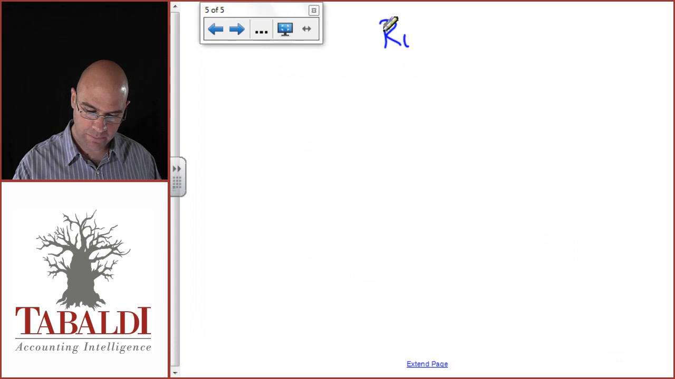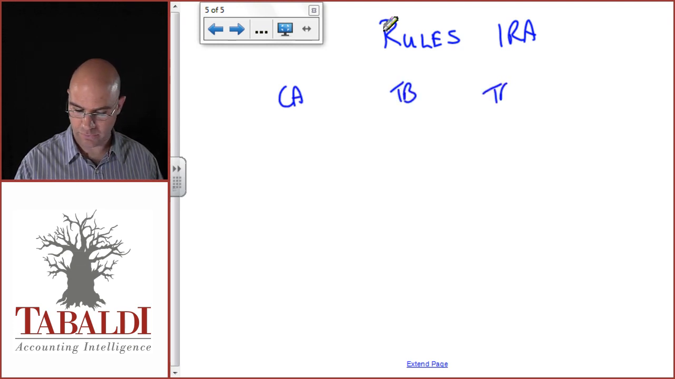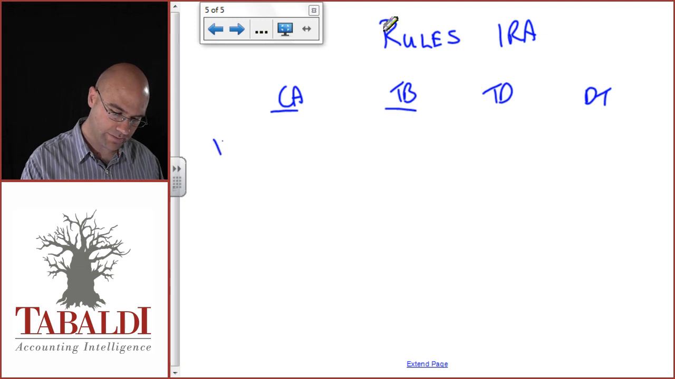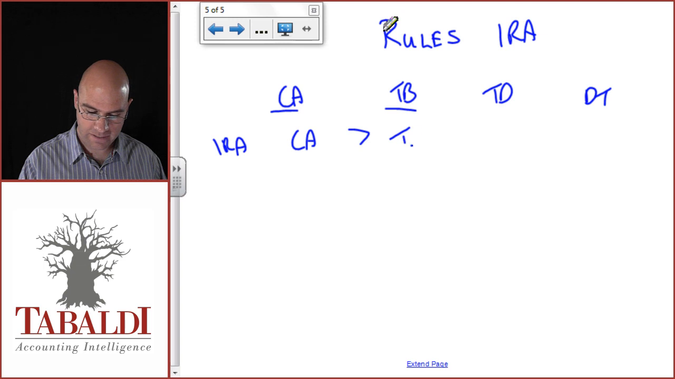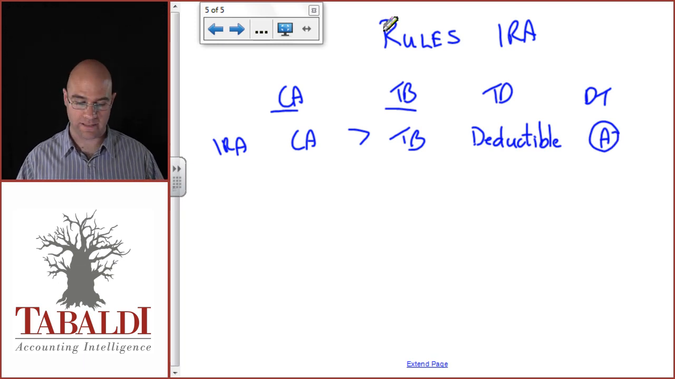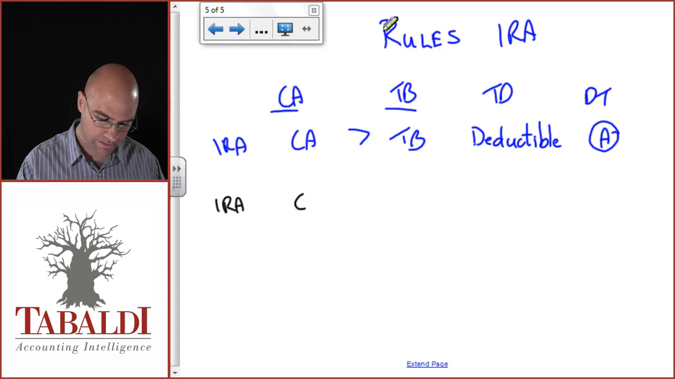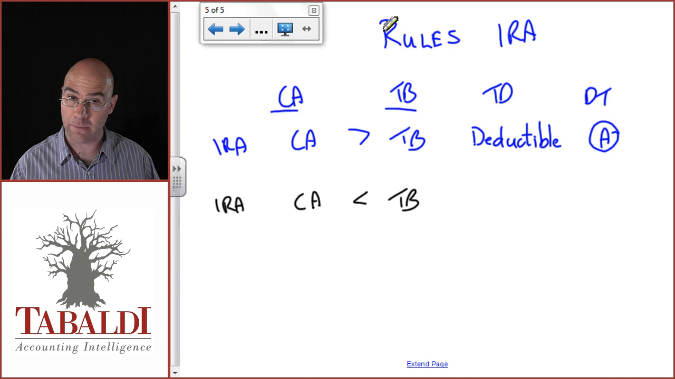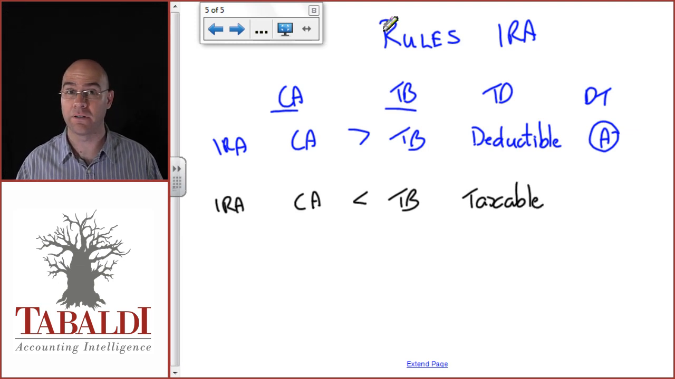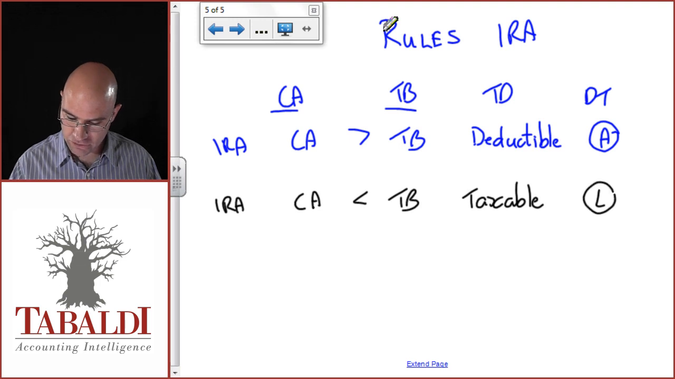Again, my little set of rules for income received in advance, with the headings carrying amount, tax base, temporary difference, deferred tax. If the income received in advance has a carrying amount that is bigger than the tax base, I will have a deductible temporary difference, which will be a future benefit, a deferred tax asset. If the carrying amount is smaller than the tax base, which is not very common but can happen in certain instances, then I will have a taxable temporary difference, being a future outflow of cash to pay tax, therefore a deferred tax liability. Hope this has helped. Thank you.